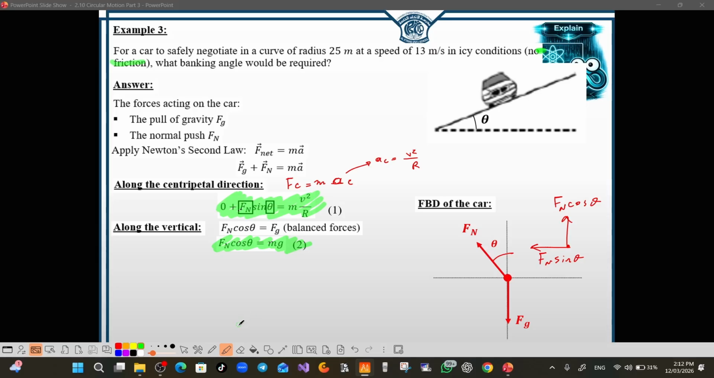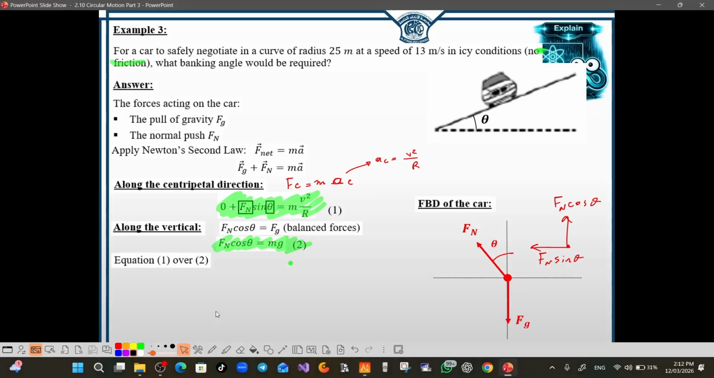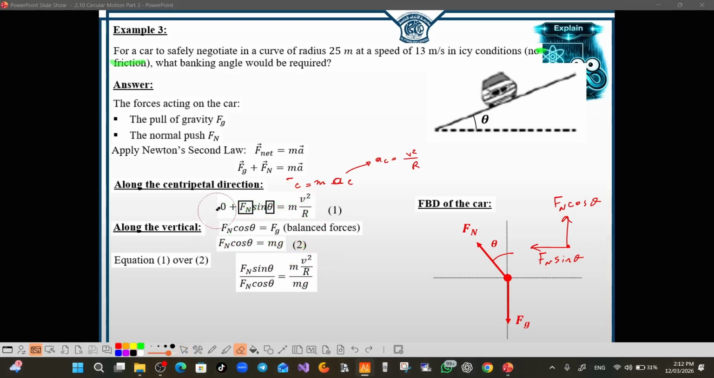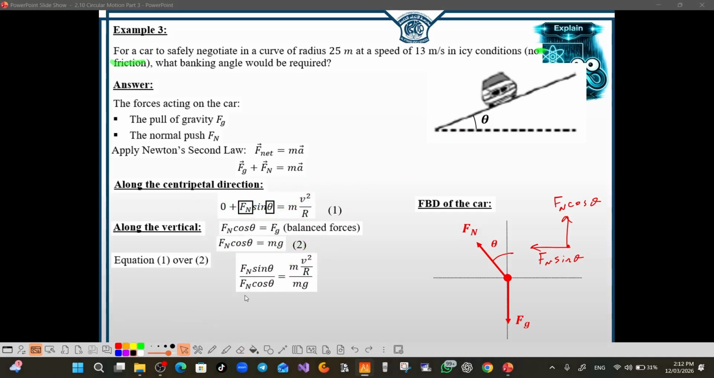We have different methods to solve them. We can substitute one of them into the other, but the easiest way to solve them simultaneously is by dividing equation 1 over 2. So I will write Fn sine theta over Fn cosine theta. Everything on the left-hand side should be divided, and everything on the right-hand side should be divided. This is a very promising method to solve a system of two equations.